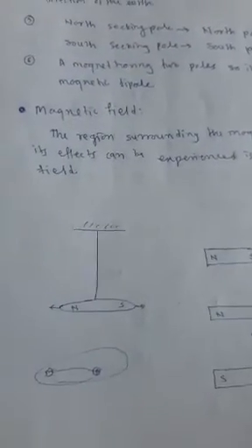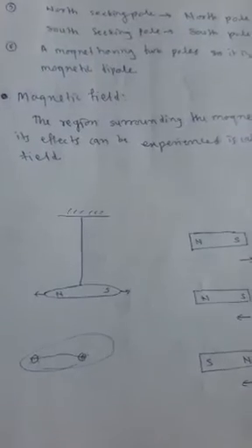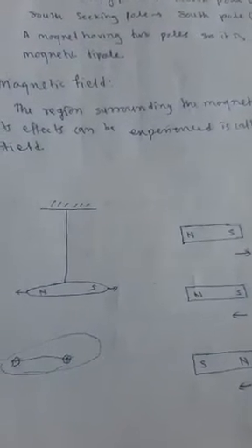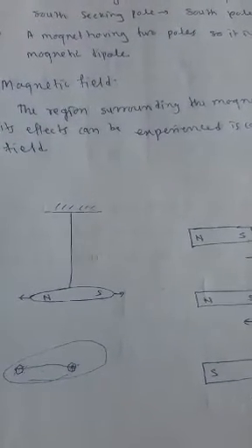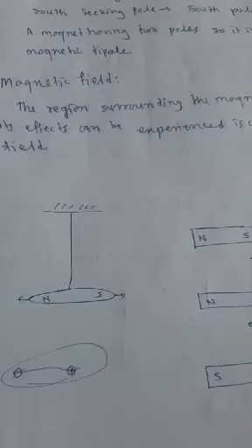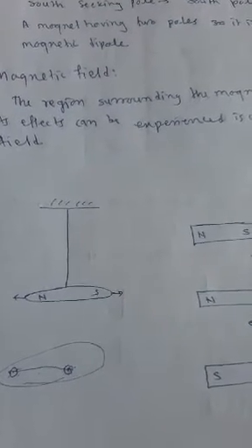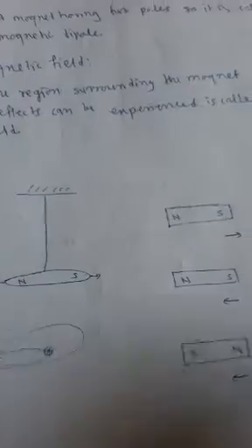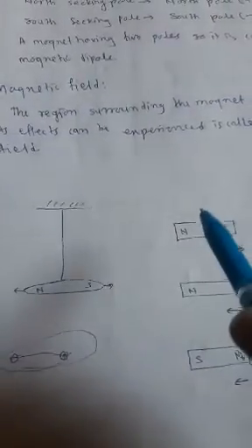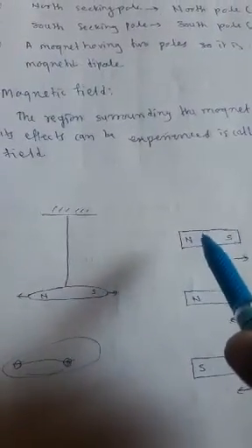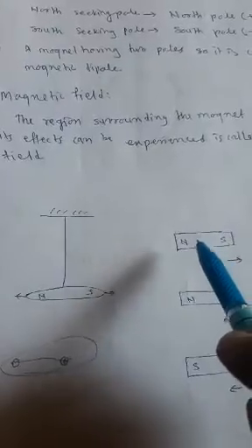Now, what is meant by magnetic field? We already studied the electric field. What is the source of the electric field? The source of the electric field is electric charge. Similarly, the source of the magnetic field is a magnet.